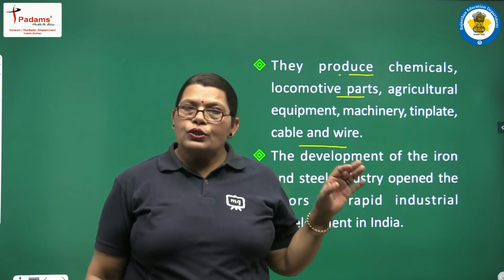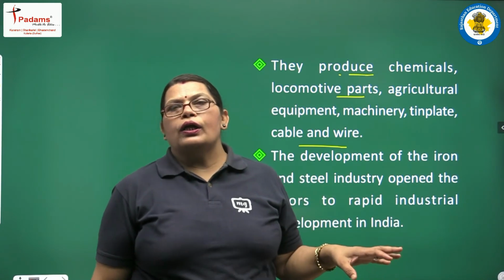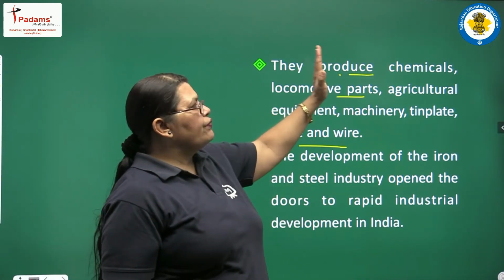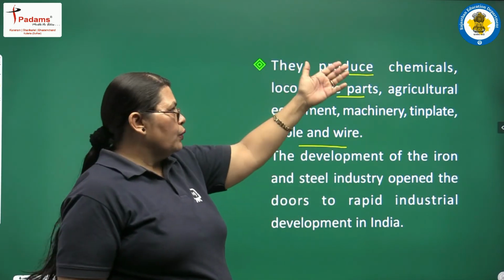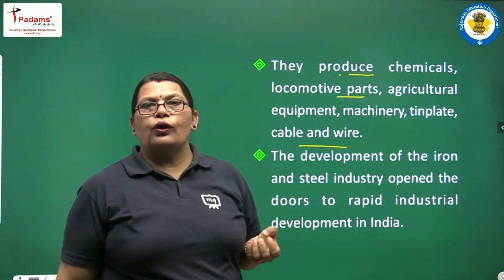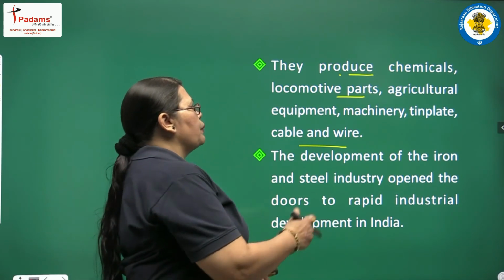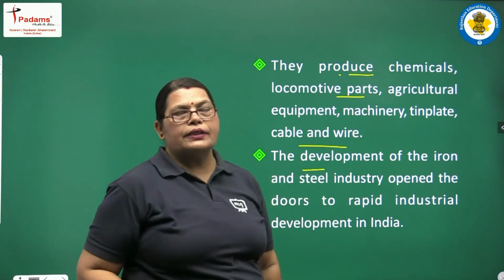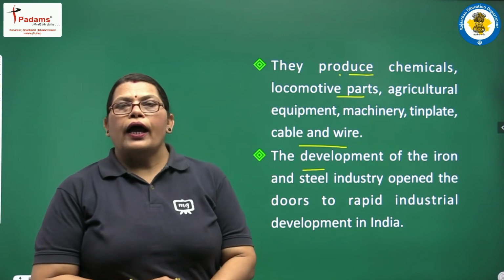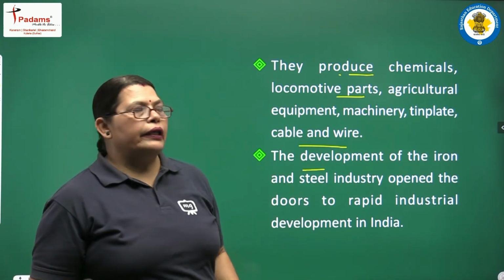It means lots of industries are there, and all these industries made different things for the production of chemicals, locomotive parts, agricultural equipment, machinery, tin plates, cables and wire. So everything is available in Jamshedpur.